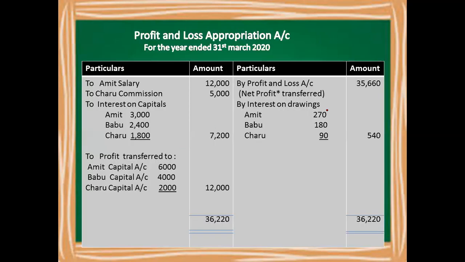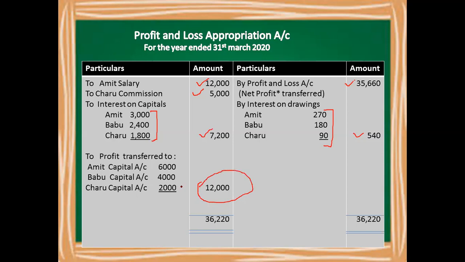See, so we put the profit here, which is for the year. Interest on drawings are here, and the total of this we have shown here. And then we have shown Amit's salary 12,000, Charu's commission, and interest on capital will be internally totaled, and then it will be shown here. And then we get the divisible profit. This is called divisible profit.